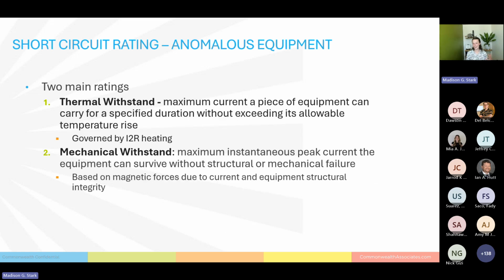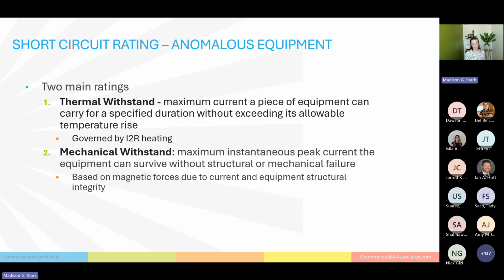Why that matters is when you get into these two other ratings. For equipment that doesn't really fall into either of the other two categories, or that just doesn't typically provide those ratings, you have your thermal withstand and your mechanical withstand. Your thermal withstand goes hand in hand with the short time, where you're talking about the allowable temperature rise over a period of time that a piece of equipment can withstand. This is based on the heating from the current and the resistance, so this is I squared R heating. Again, the point of the thermal withstand is to protect the thermal limits of the equipment.